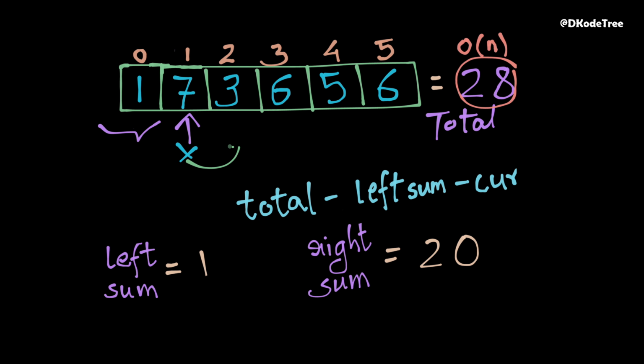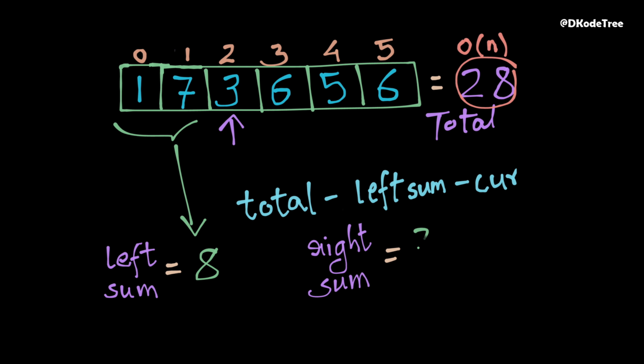Now before moving to index 2, we will again update our left sum by adding the current number, which comes down to 1 plus 7 is equal to 8. So now we are moving to index 2. Our left sum is already updated. Now let's calculate the right sum, which will be equal to 28 minus the left sum 8 minus the current element 3, and this comes down to 17. But still the left sum is not equal to the right sum. So index 2 is also not the pivot.